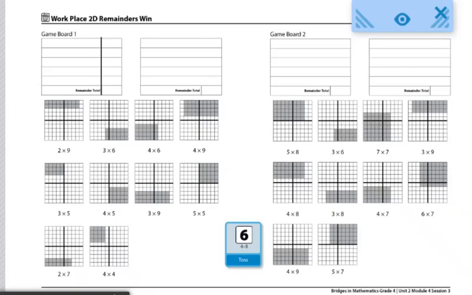These are the directions for Workplace 2D Remainders Win. The materials you'll need for this game would be one Remainders Win record sheet to share, in which you'll use a different one each time you play, one die numbered 4 through 9, pencils, and scratch paper is optional.